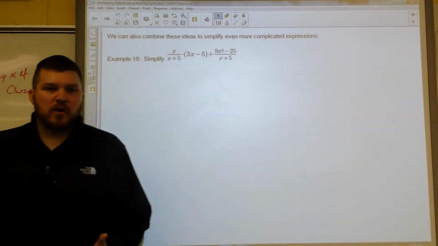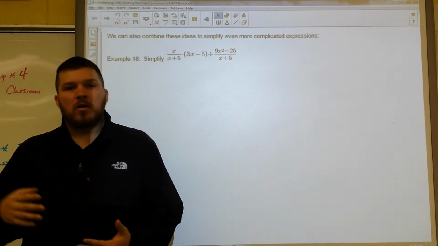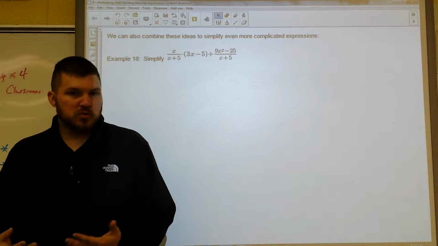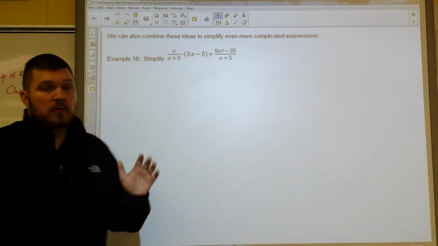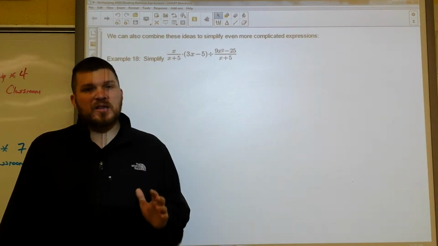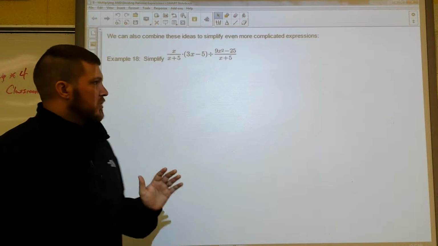Alright, so far we've only seen videos on how to multiply rational expressions or how to divide rational expressions. We haven't really combined that idea at all. So that's what we're doing in this video with example 18. We're doing both, multiplying and dividing, okay? Looks intimidating, don't worry about it though, I promise you it'll be alright.